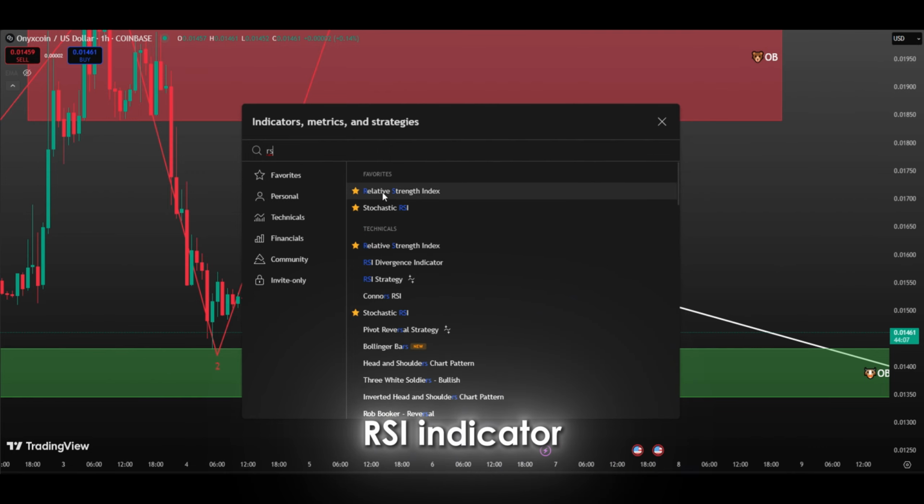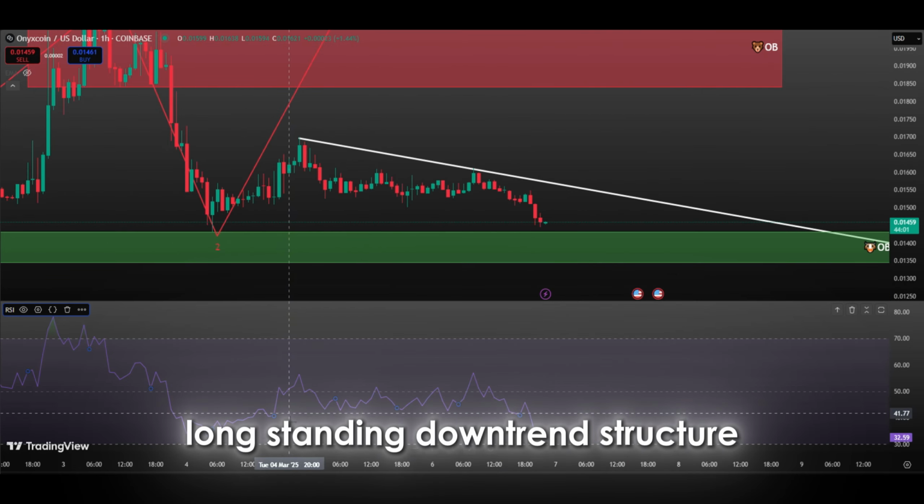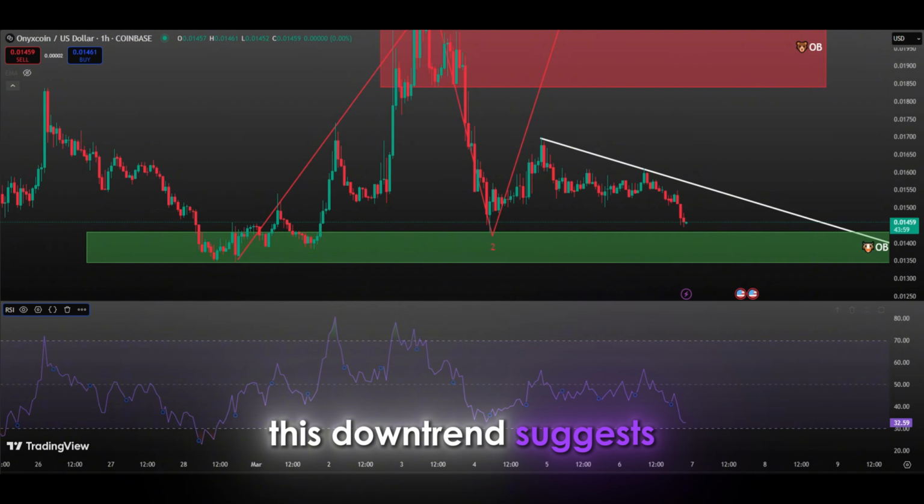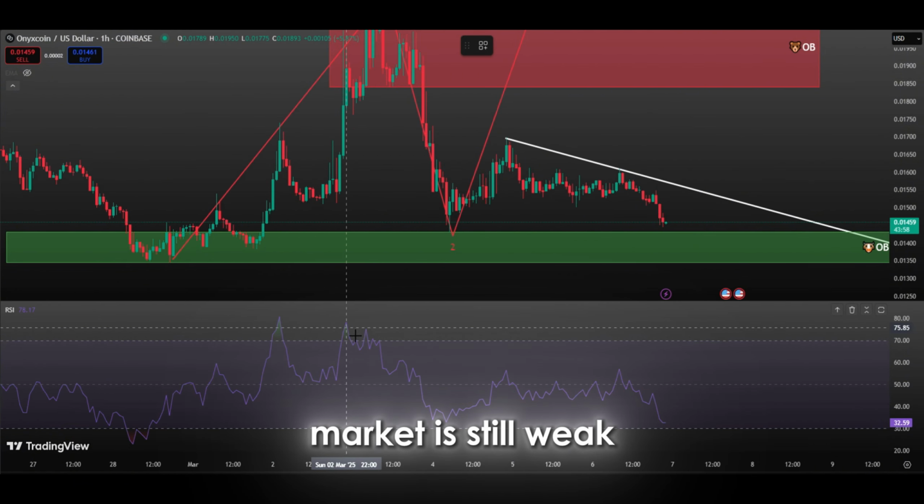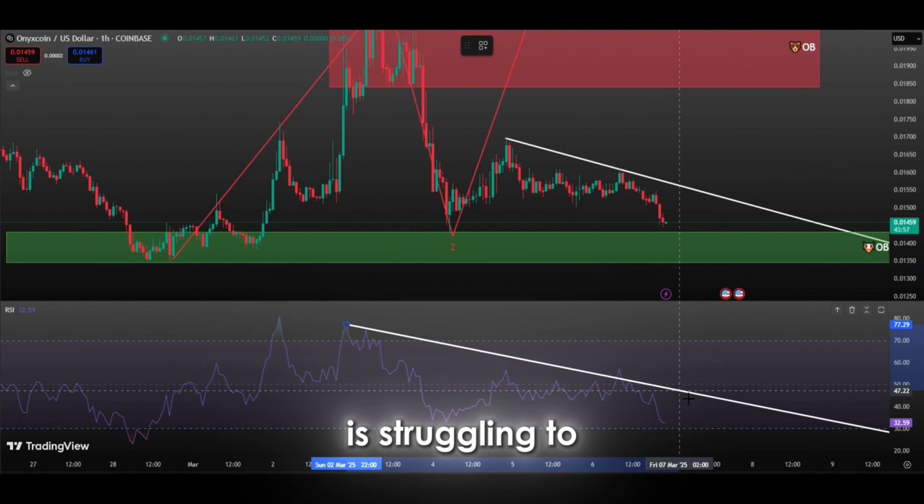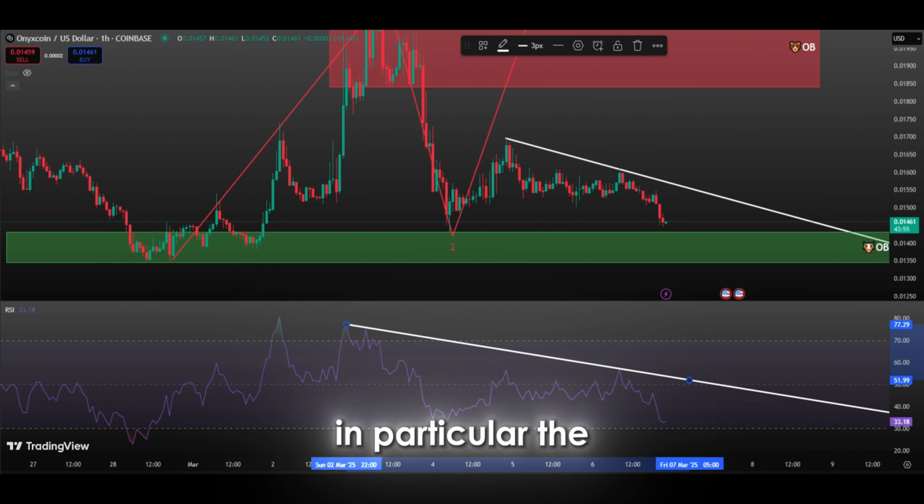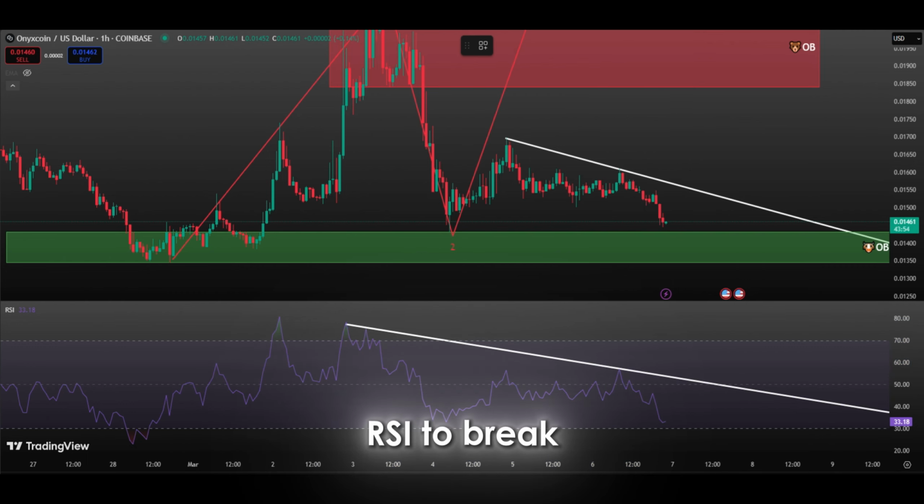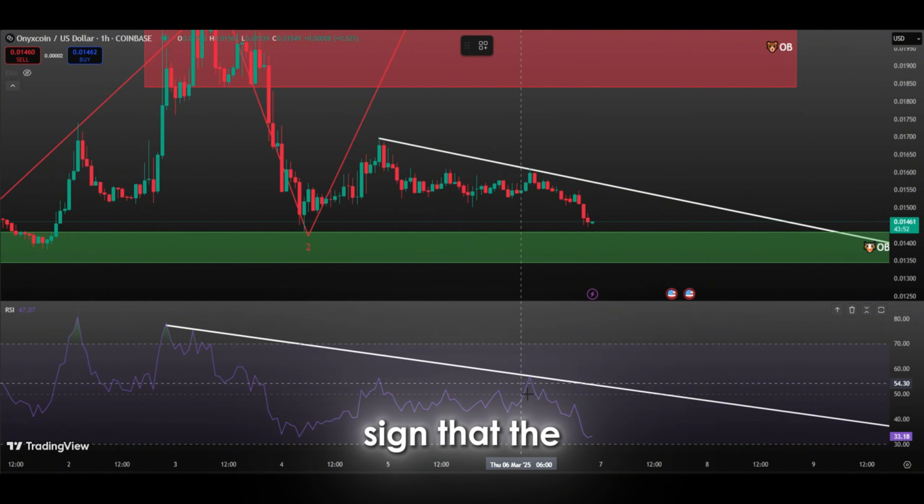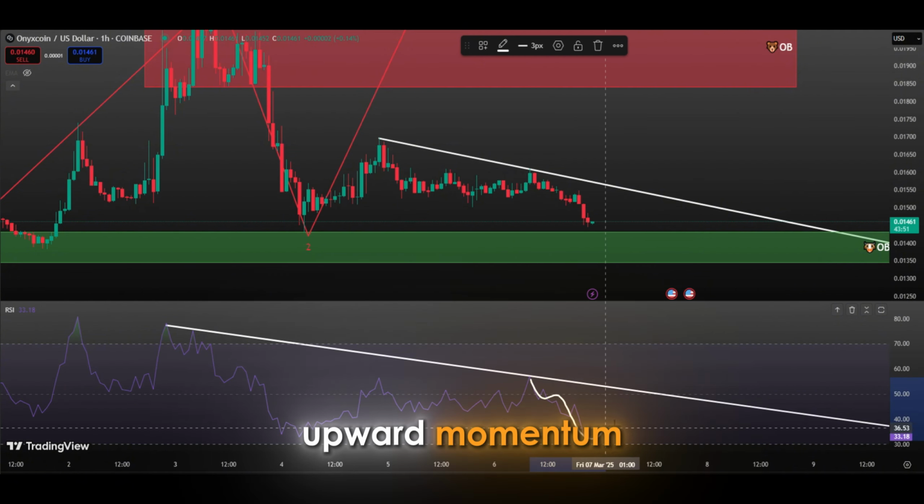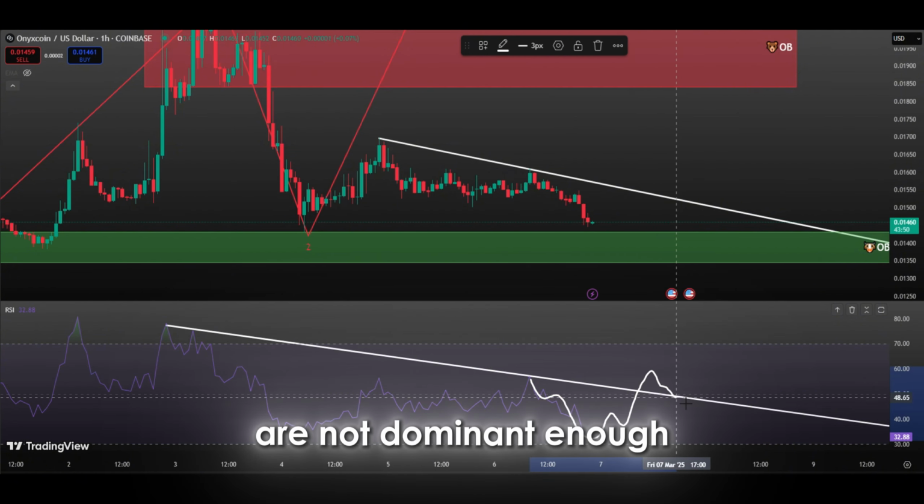Looking at the RSI indicator, we see a long-standing downtrend structure. This downtrend suggests that the overall momentum of the market is still weak and the price is struggling to gain strength. In particular, the inability of the RSI to break above this downtrend could be a sign that the price is not gaining strong upward momentum and that buyers are not dominant enough.